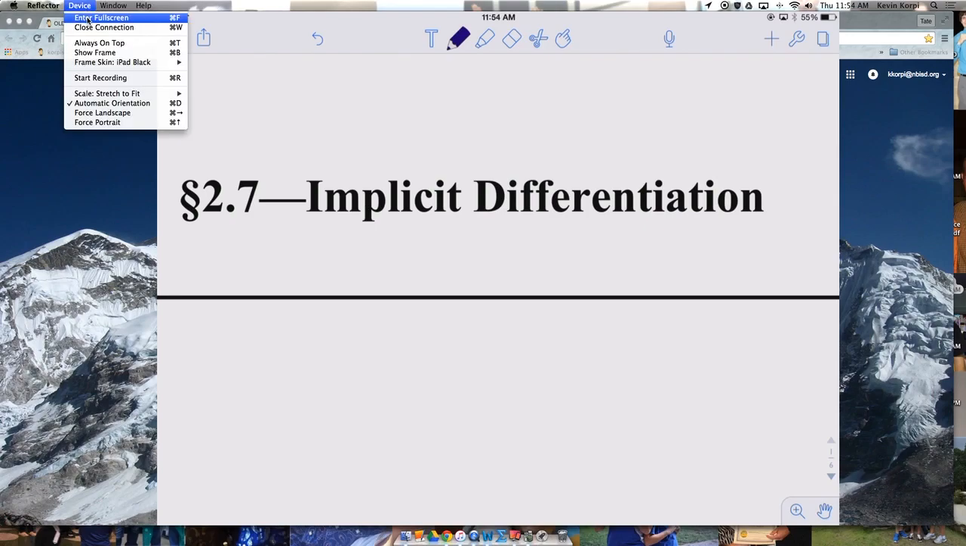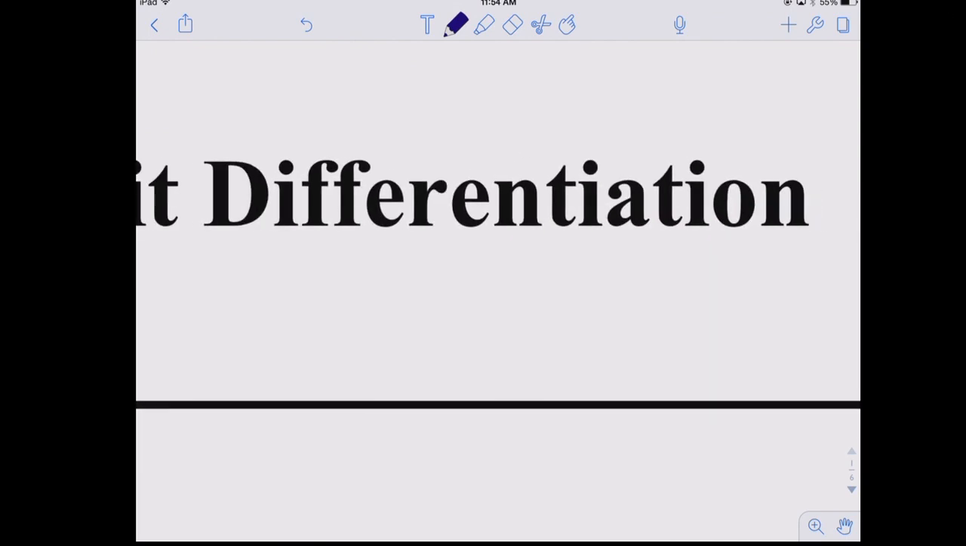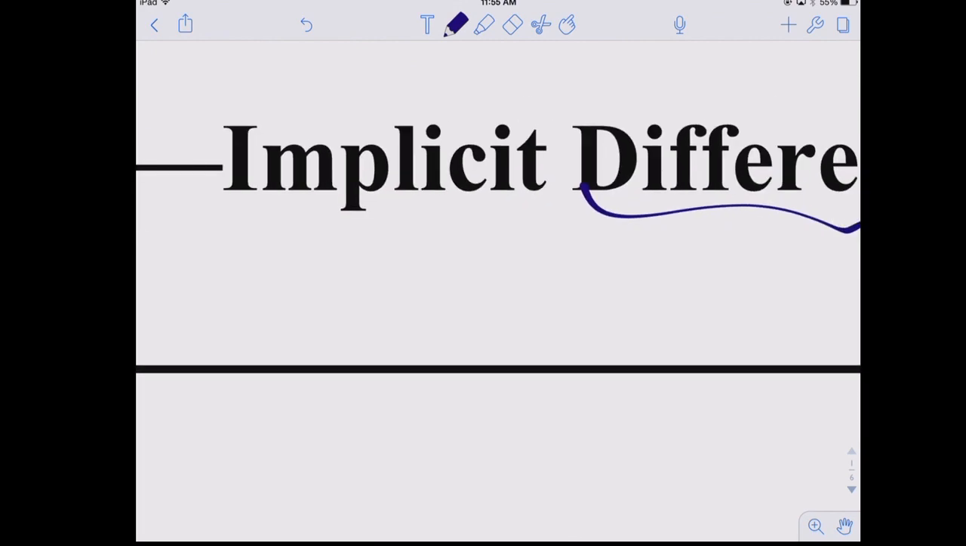Right, 2.7 is implicit differentiation, and that's made up of two words. The second word is differentiation, which means what? To differentiate, which means what? To make distinctions among different groups of people? In this class, it means to take the derivative, right? Find the derivative. So we're going to be finding the derivative in this manner, implicit.